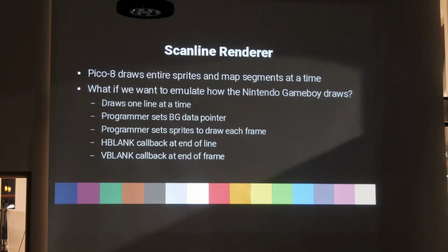At the end of every line, there's going to be something called an H-blank callback. That's the horizontal blank interrupt callback. And that's going to happen at the end of every line. And then there's a V-blank callback at the end of the frame. The V-blank callback is pretty much your update. It'd be like your per frame update would happen during V-blank.